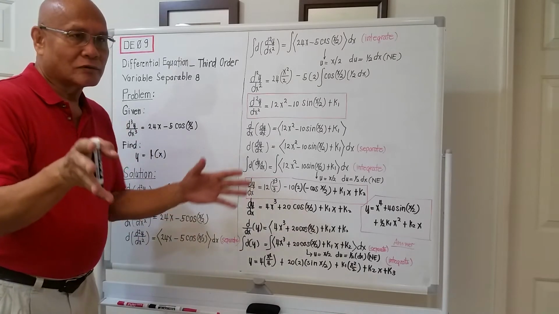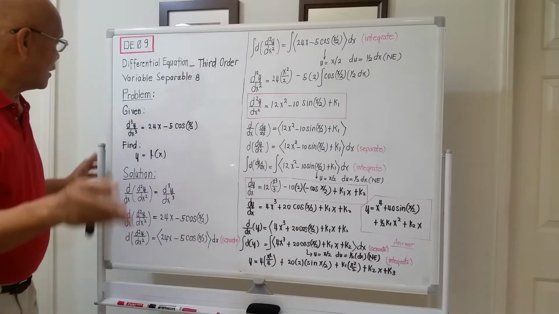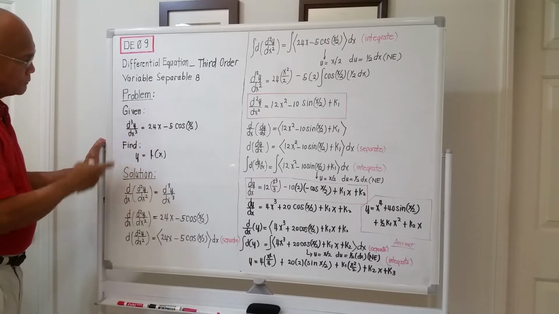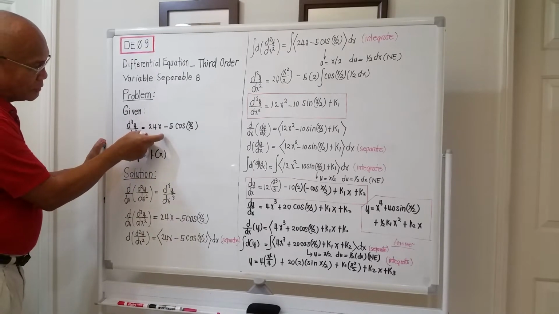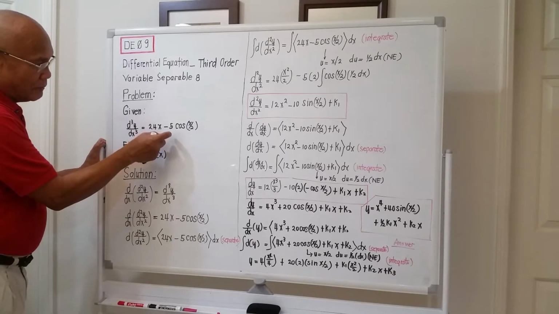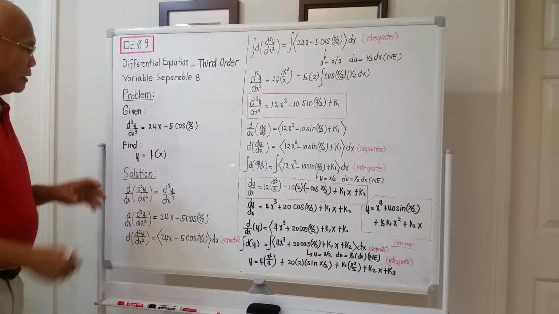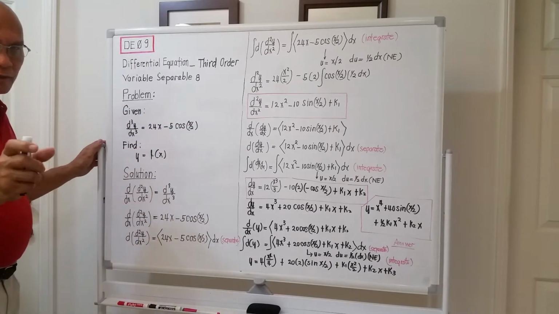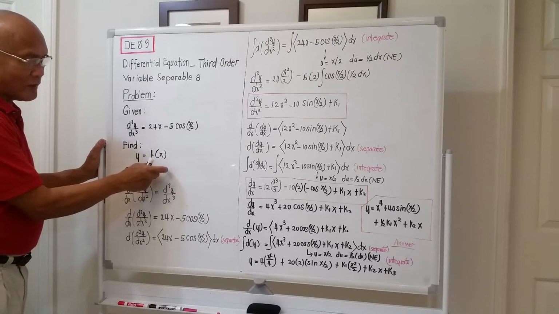So I will try to explain to you now the problem. Okay, I will give you the problem. We are given d cubed y over dx cubed equal to 24x minus 5 cosine of x over 2. We are given this differential equation here, and the problem is asking what will be y as a function of x.